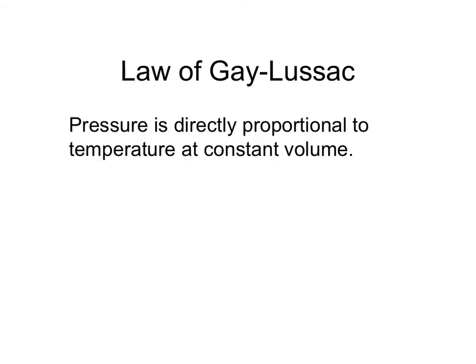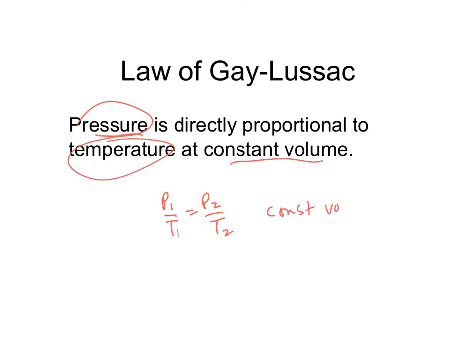All right, so next is the law of Gay-Lussac. This one has constant volume. Again, it's pressure, volume, and temperature. This time we're looking at pressure versus temperature. We're going to find that Gay-Lussac's law is similar to Charles' law. P1 over T1 is P2 over T2 with constant volume. So you could work that out.